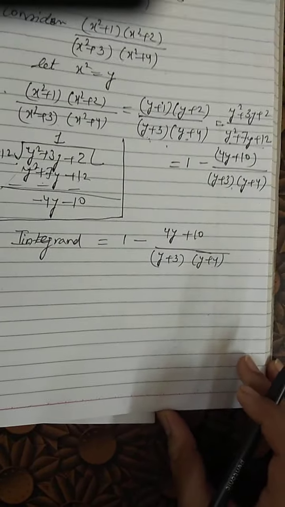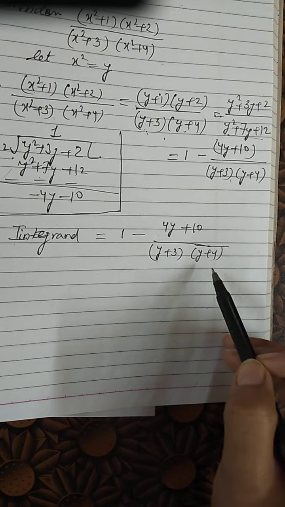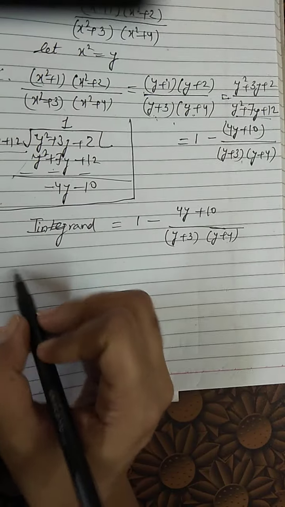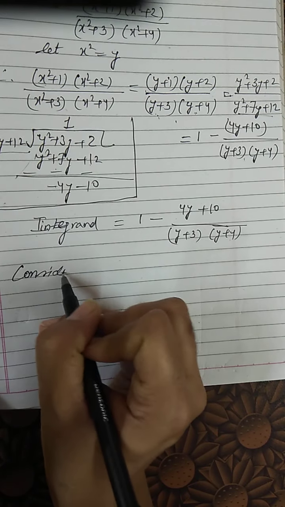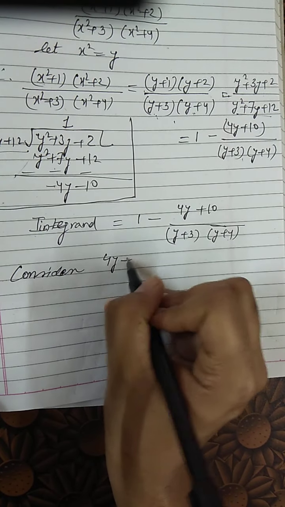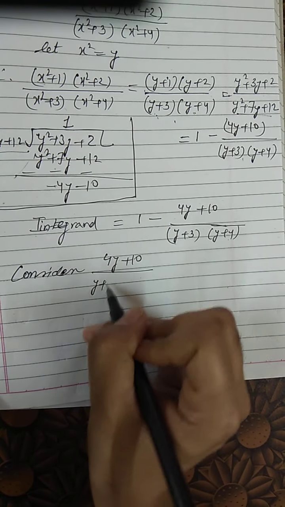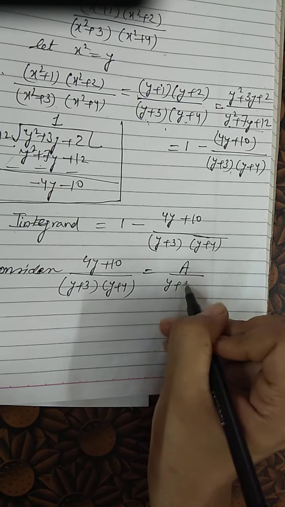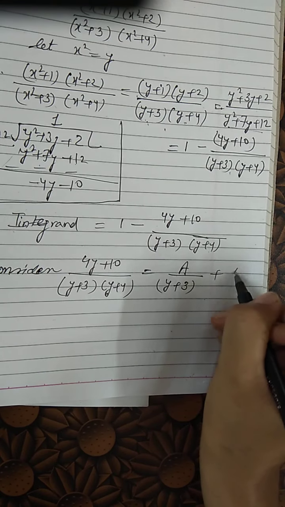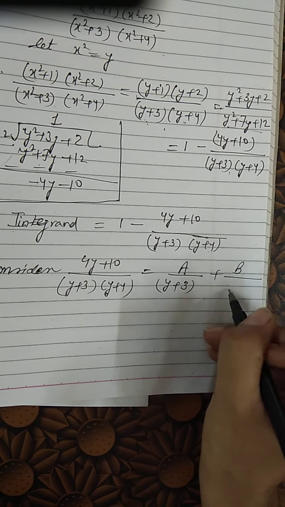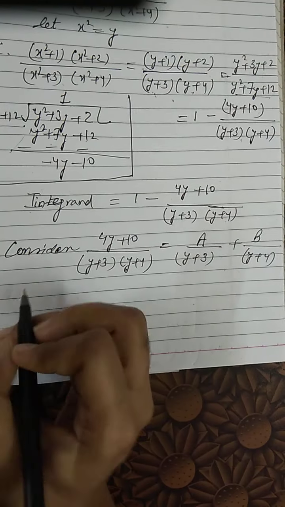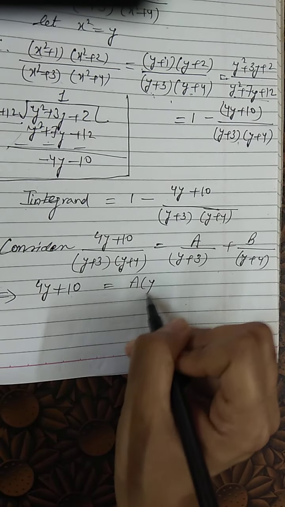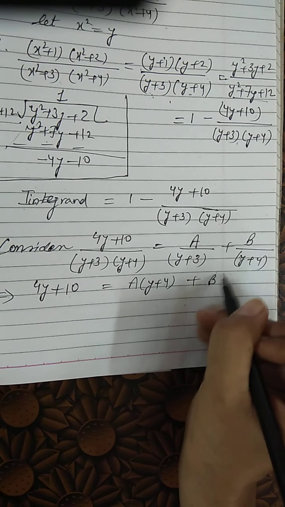Now what is the next thing? The next step is we have to take this rational function and convert it into partial fractions. So the next step, consider 4y plus 10 divided by y plus 3 into y plus 4 equals a upon y plus 3 plus b upon y plus 4, because both the factors are linear factors. So it will be a upon first linear factor plus b upon second linear factor, and when we solve it we will get 4y plus 10 equals a into y plus 4 plus b into y plus 3.